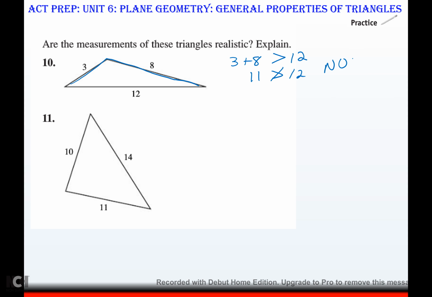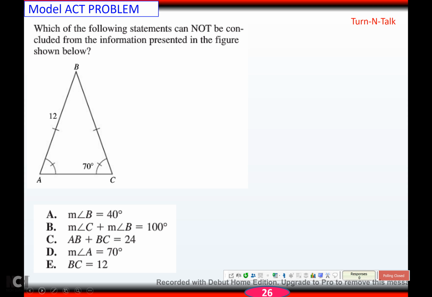Okay, on 11, my 2 shortest sides would be 10 and 11. So 10 plus 11 has to add up to more than 14, and it does. So yes, this would be a realistic triangle. Alright, you try this one, hit pause, come back when you're ready.